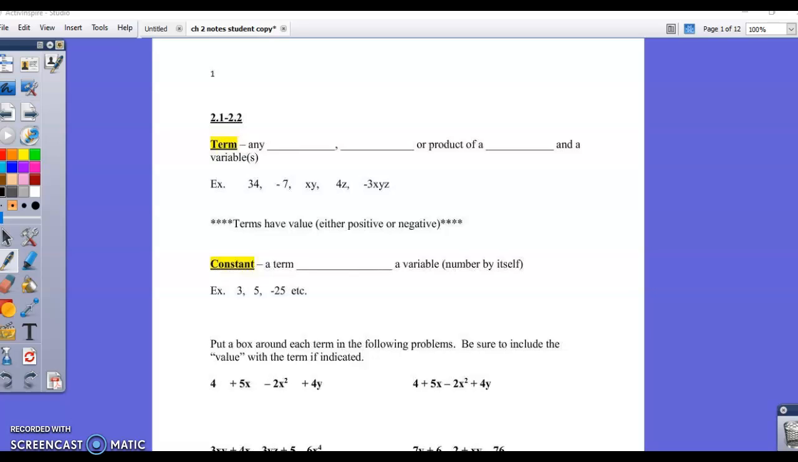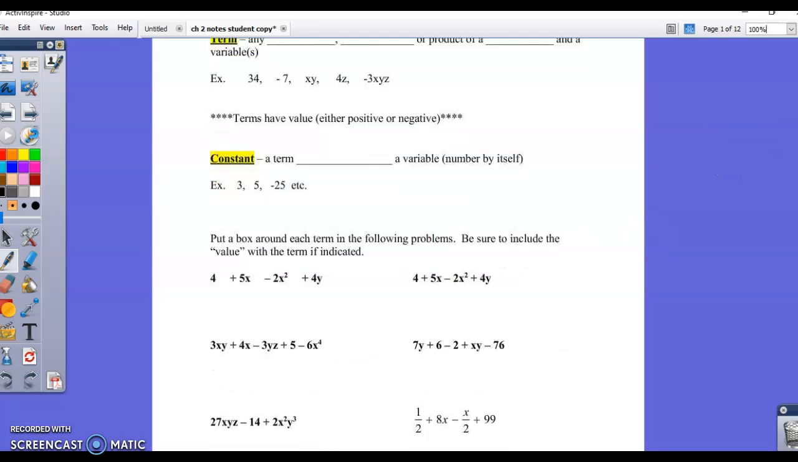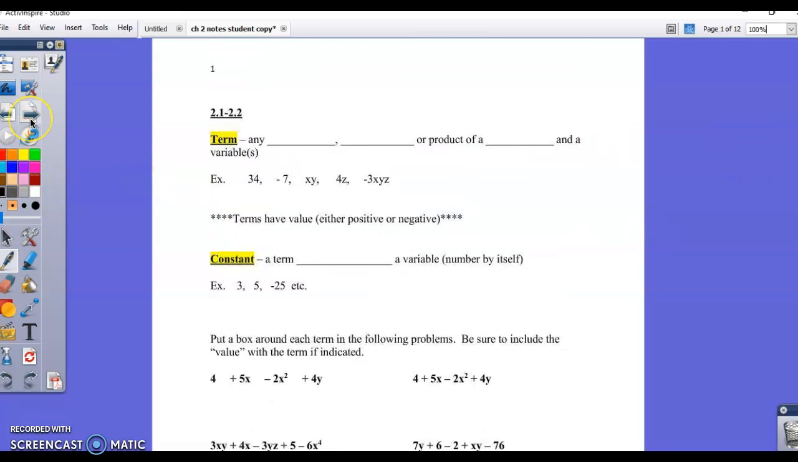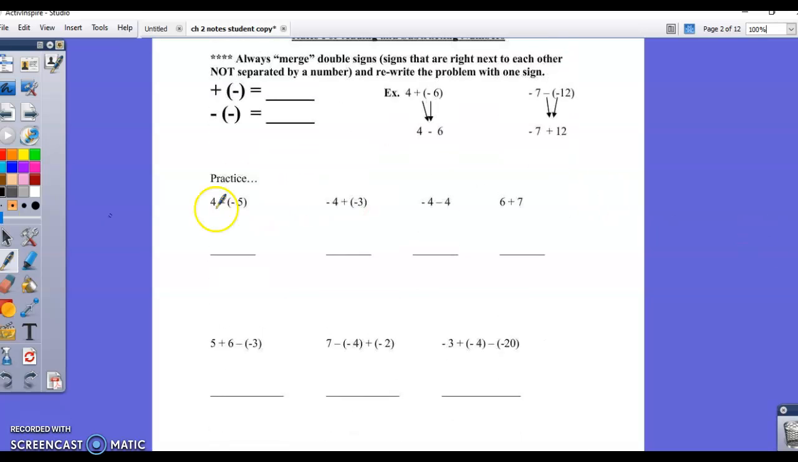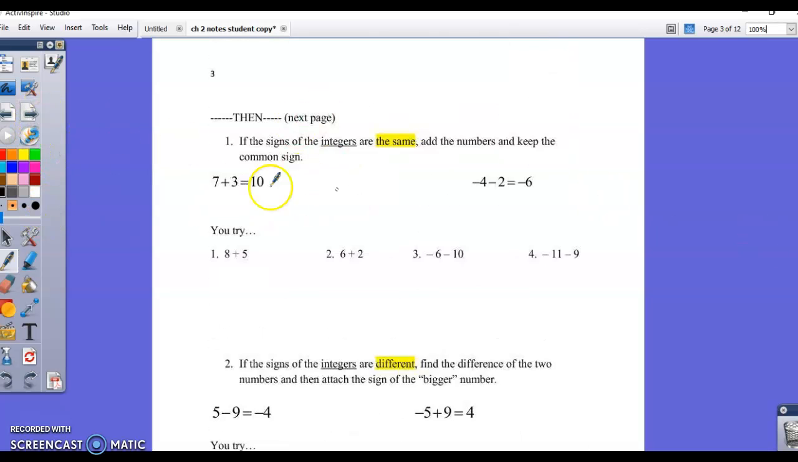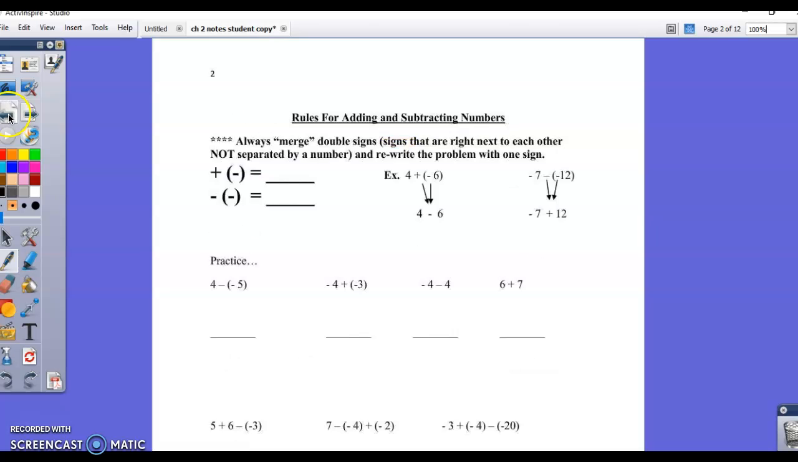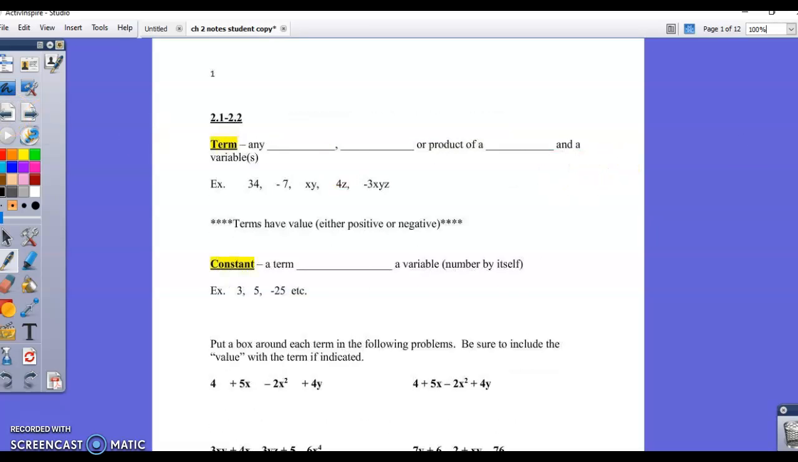So this section is covering a couple things. We're going to talk about terms, what they are. We're going to talk about what like terms are. We're going to get to more details of that later, but then we're going to talk about adding and subtracting terms and what those rules are here. So we're going to cut through these 3 pages of notes today.